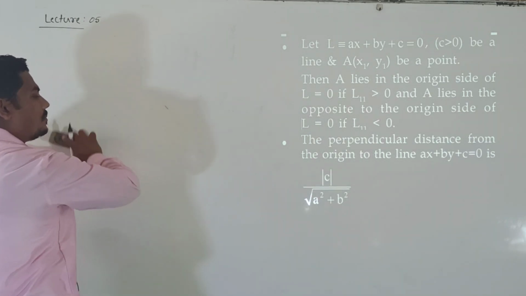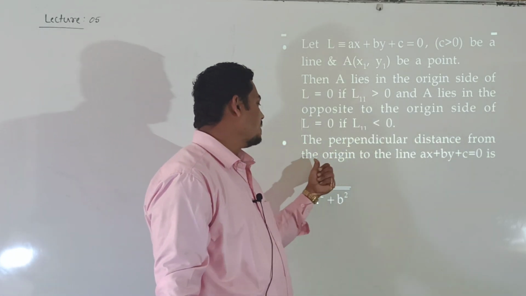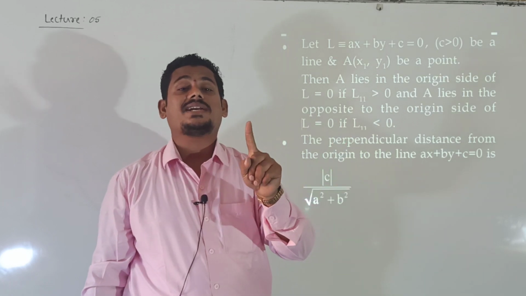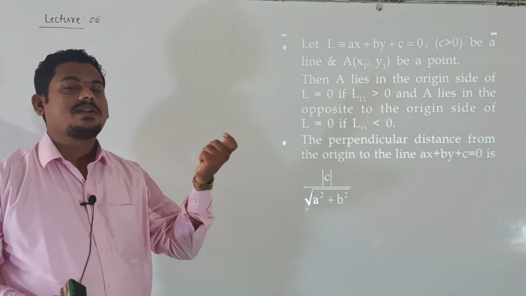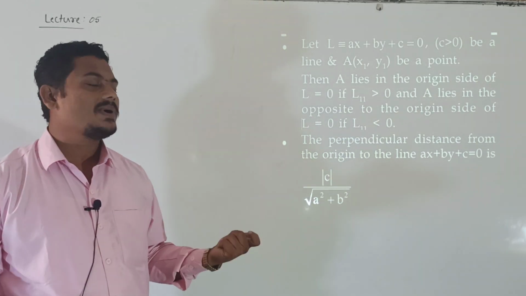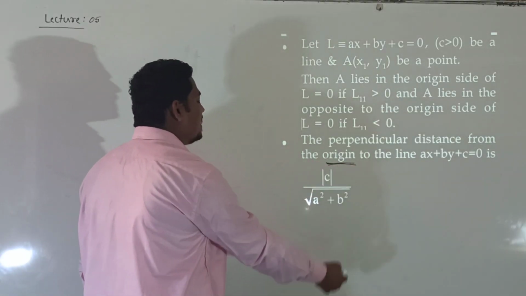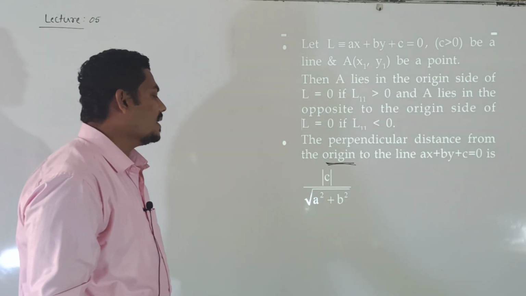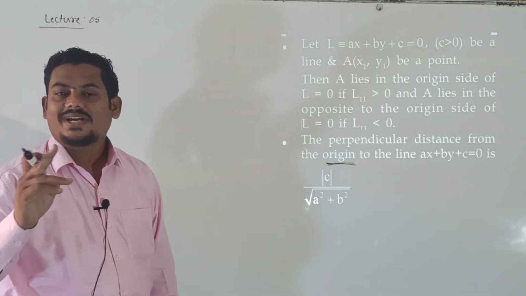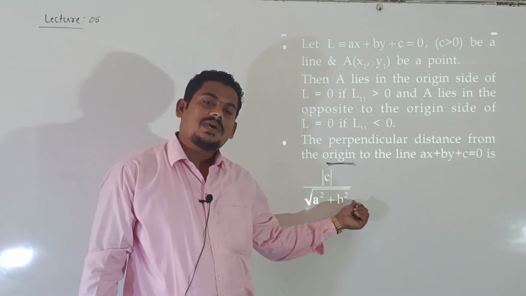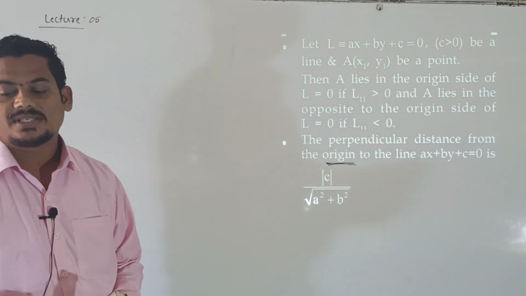Next, the perpendicular distance from the origin to the line ax plus by plus c. Use the distance between a point and a line formula, which is modulus of ax1 plus by1 plus c divided by the square root of a square plus b square. In this case, x1, y1 is 0, 0. For that reason, it will be modulus of c divided by the square root of a square plus b square. No need to remember this formula. Just remember the distance between a point and a line formula. In this case x1, y1 values are 0, 0. Just replace, then you get modulus of c divided by the square root of a square plus b square, right?